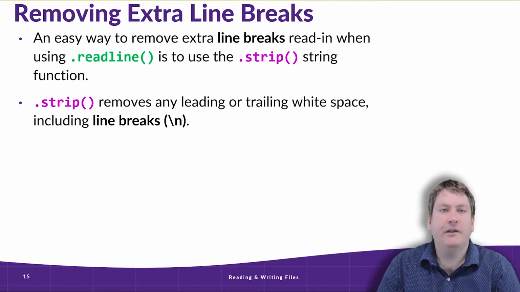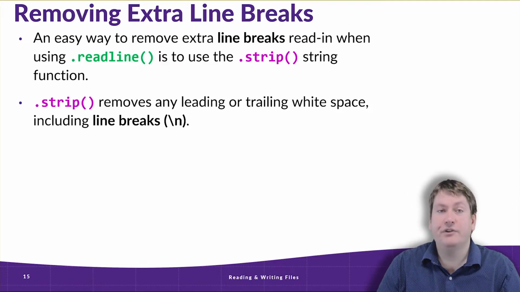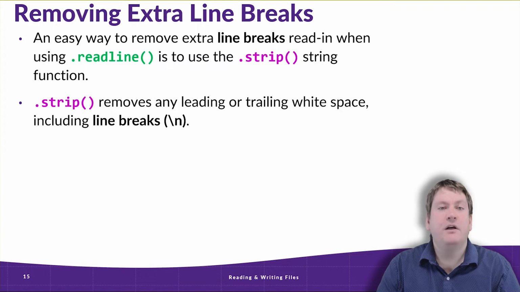If you recall from that unit, the strip method removes any leading or trailing white space, which includes line breaks, from a string. So if we read a line in from a file and then we use strip on it, it will remove any white space at the beginning or the end of that string, which includes line breaks. This can be quite useful because it will remove any of those extra spaces that we might get in the file and allows us to concentrate on the data.